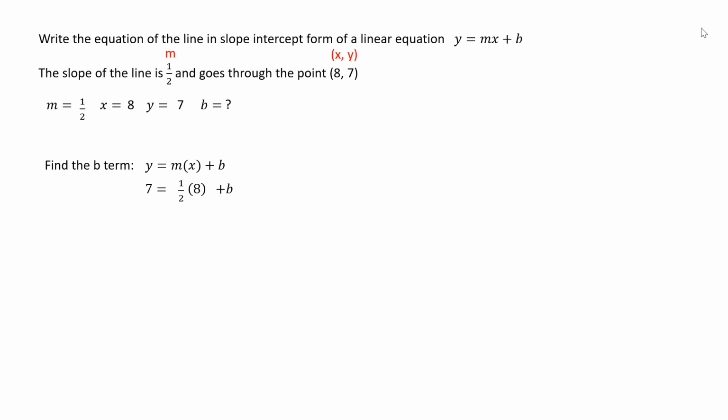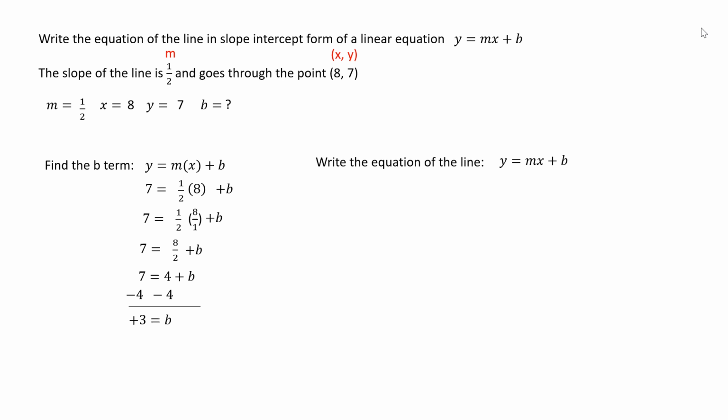So now it's going to be a little more work to solve for b, but not that bad. So I'll go ahead and write 8 as 8 over 1, multiply straight across the numerator and the denominator, reduce that, okay, subtract 4 from both sides, and b equals +3. Now I can go and put my final answer into my solution, or the equation, and just plug it in. And there's my final answer.